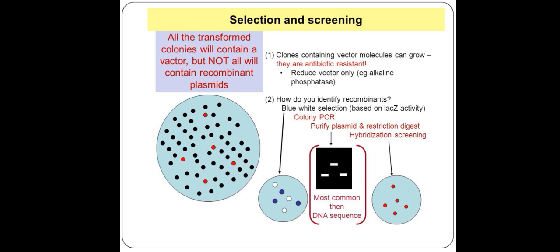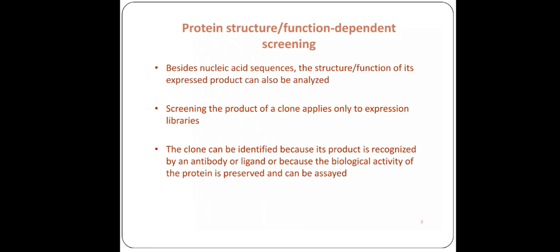Second is how to identify the recombinants. Blue-white selection based on the lacZ activity. Cloning PCR, predefined restriction digestion, hybridization screening are most common, then DNA sequencing. Protein structure and function-dependent screening: besides the nucleic acid sequence, the structure and function of its expressed product can also be analyzed.